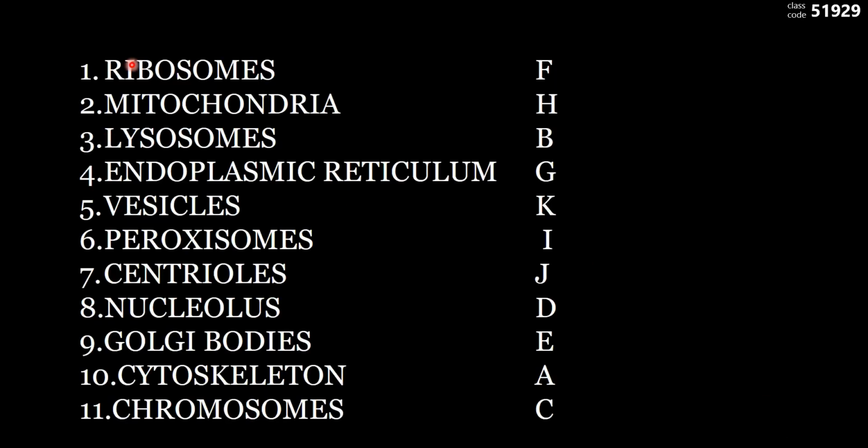For number 1, it's ribosomes, corresponding to F. Number 2, mitochondria stands for H. Number 3, lysosome stands for B. And endoplasmic reticulum for G. Vesicles for K. Peroxisomes is I. Centrioles is J. Nucleus is D. Golgi bodies is E. Cytoskeleton is A. And chromosomes is for letter C. So that's all for that.